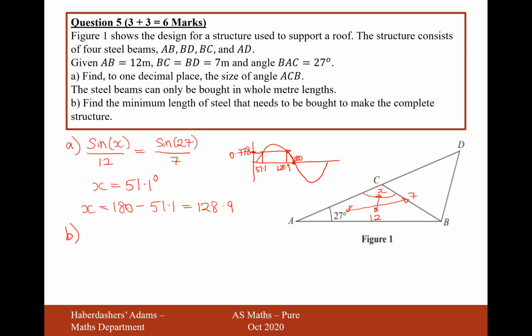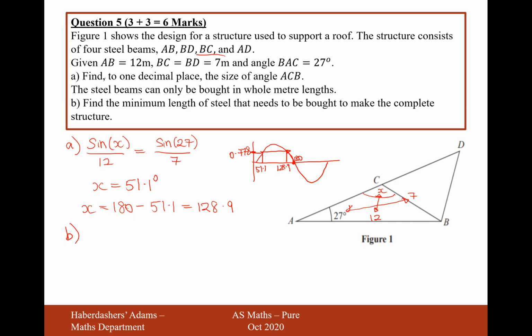Now moving on to part B. The steel beams can only be bought in whole meter lengths. Find the minimum length of steel needed to be bought to make the structure complete. So what I'll need to work out is some more lengths on these triangles. I think the first thing we'll have to do is, we've got 7 here, we've got 12 here. We may have to work out the side of this length here. Or I suppose we could work out some angles instead.